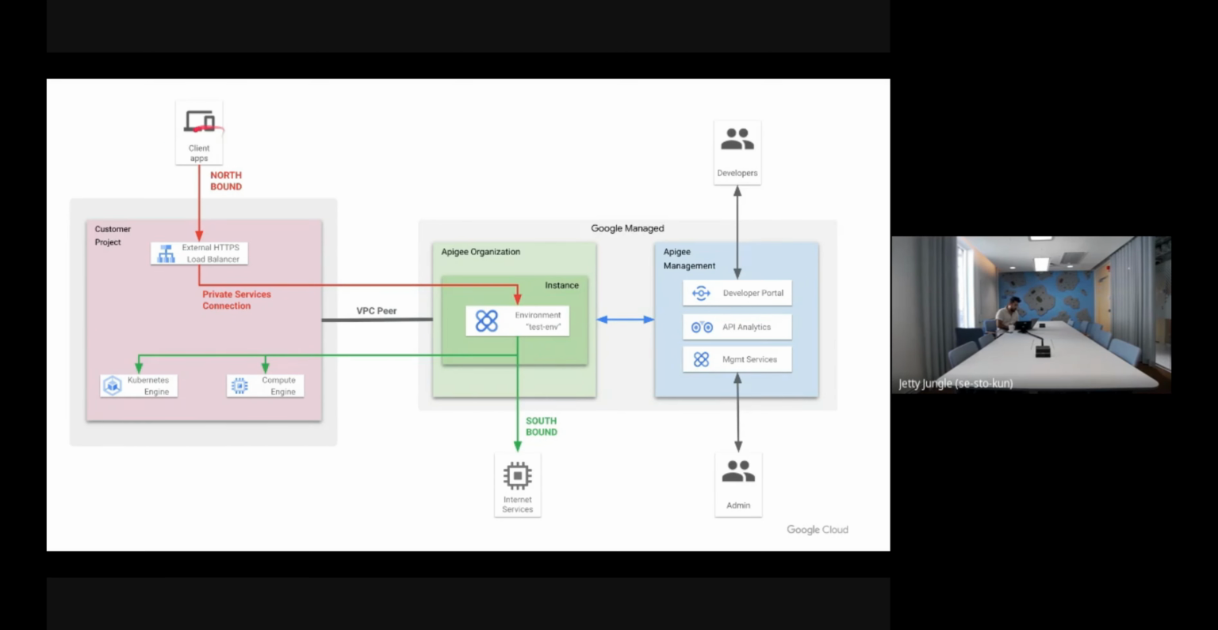Let's assume in this case you have an external load balancer in your own Google Cloud project. The traffic coming from the northbound from your API consumers will first hit the load balancer, and then it will be routed towards the Google managed project with the Apigee instance. And this VPC peering that you see is something that you do when you provision Apigee. You tell during provisioning that this is my project from which I want to peer this Apigee instance that I'm provisioning right now.